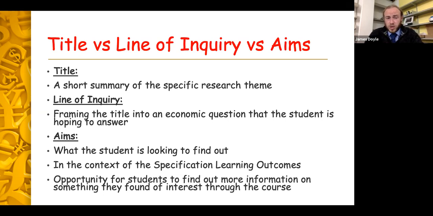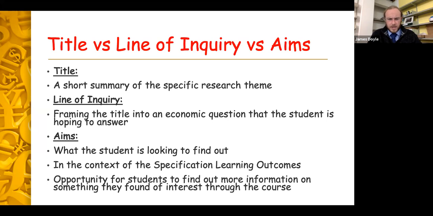Now, this is just one potential way students could structure their aims: go look at the learning outcome of the economic theory they're looking at and see what the specification is asking them to do. They could structure their aims from that. So whatever their topic area is, they look at the learning outcome and say, okay, the learning outcome is asking me to look at X, Y, Z. So my aims are to investigate X, investigate Y, investigate Z in the context of the subject area they're looking at.